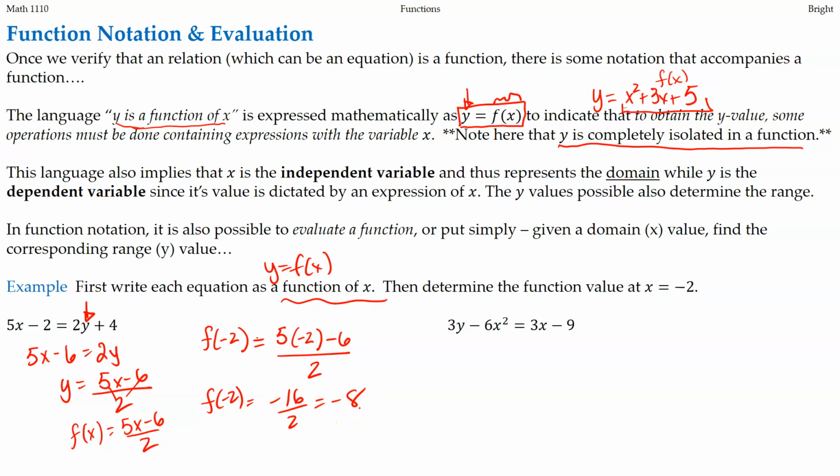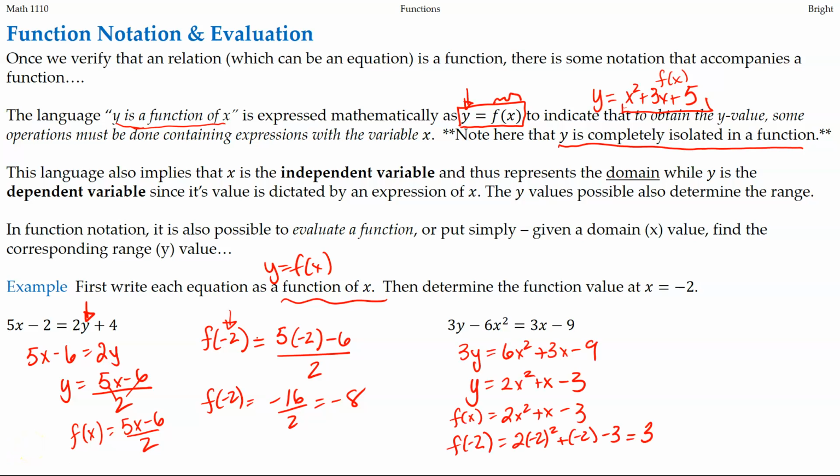Okay? So the big idea here is if I'm substituting something in instead of x, I replace all occurrences of x with minus 2. Okay, so for the second one, I want you to pause the video here and try it out. Okay, and then resume the video when you're ready to see the solution.